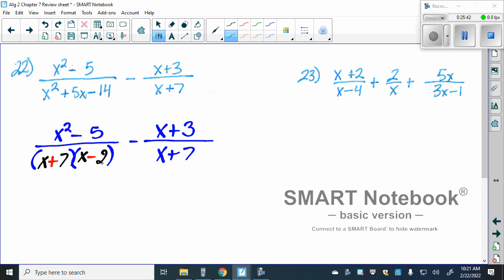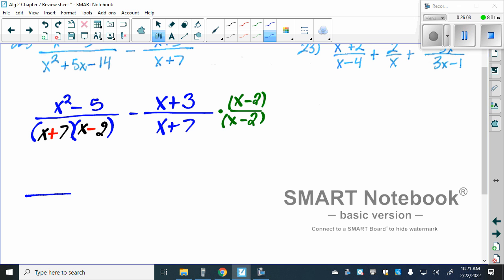And that works out nicely for us, because I need the denominators to be the same. Both already have an x plus 7, but only one of them has the x minus 2. So I need to get the other one to have an x minus 2 by multiplying it on top and bottom.